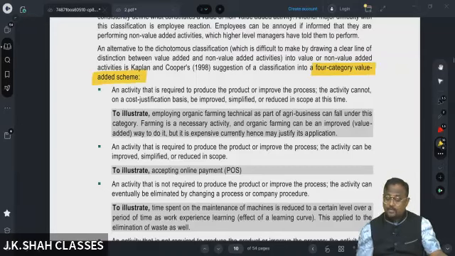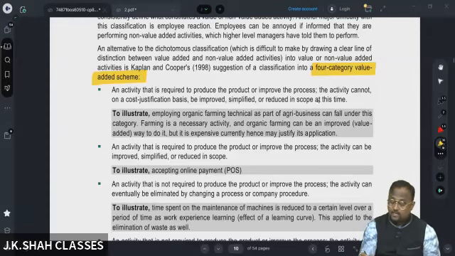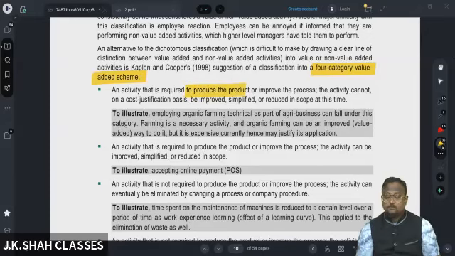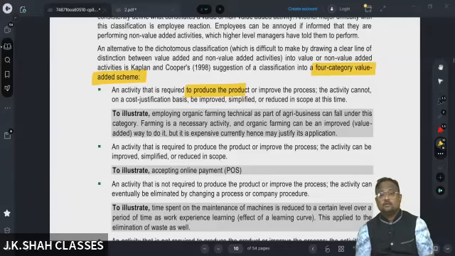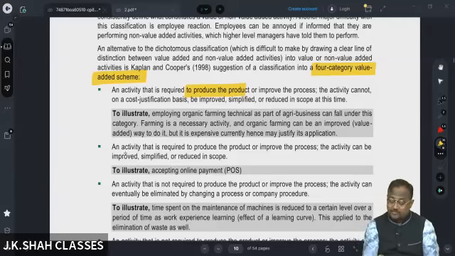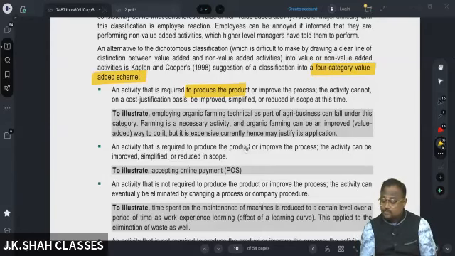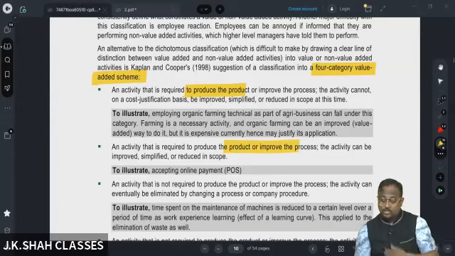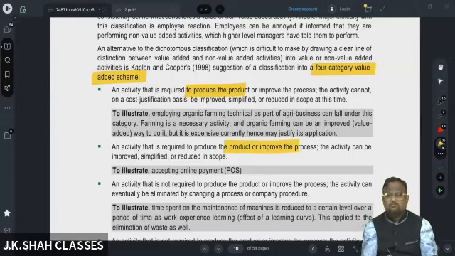Four categories of value-added system. When the activity is required to produce the product or improve, and the activity cannot be improved, simplified and reduced on a cost justification basis. Sometimes we don't look at the money factor. If it has to be done, it has to be done. We have to do it. Second one is an activity that is required to produce the product and to improve the process. This is focusing completely on the improvement. For example, today even the paan wala and the sabzi wala has a QR code, because they don't want to lose money. Even the auto driver has one.